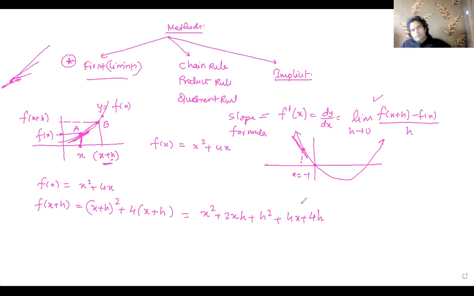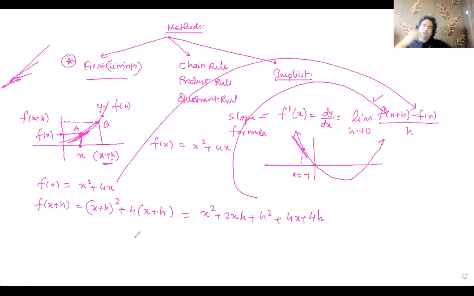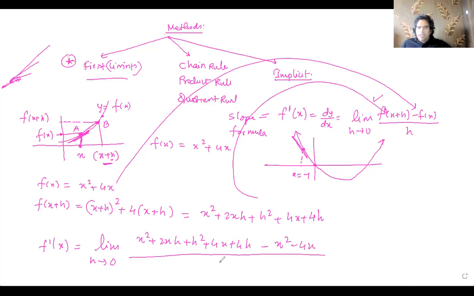And we're going to put these two values here, f of x plus h as well as f of x, and let's see what we get as the final slope formula. So f dash x, which is also the slope formula, will be the limit as h tends to 0 of f of x plus h, which is x squared plus 2xh plus h squared plus 4x plus 4h, minus f of x, which is x squared plus 4x, over h.